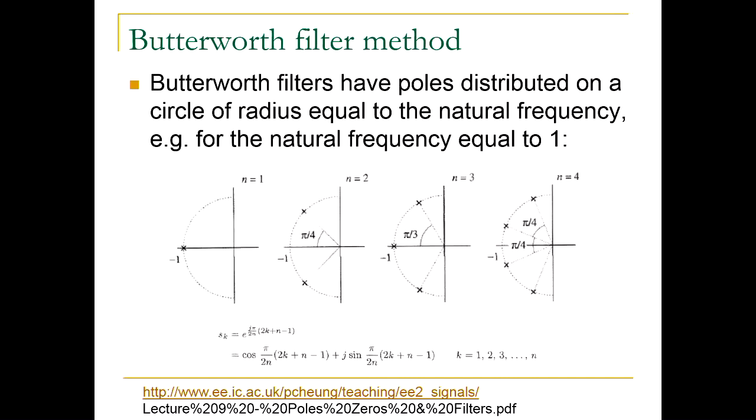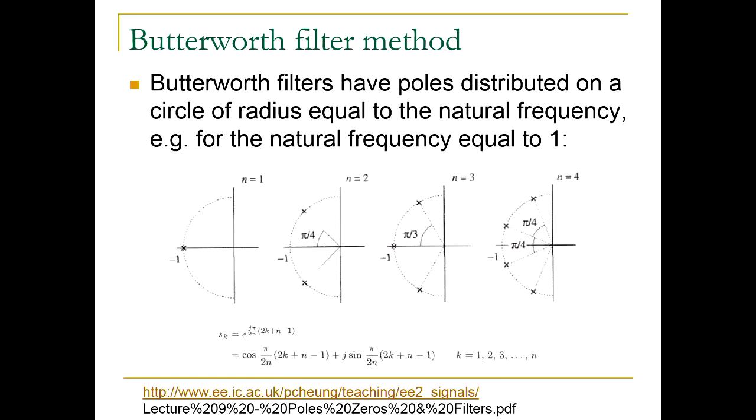Note that for every order of the system, the poles are always located on a circle with natural frequency 1. Here I chose natural frequency 1. If you chose a different natural frequency, you would just need to scale, so the radius of this semicircle would be equal to omega n rather than 1. This is just normalized frequency equal to 1. You can keep going. You give me the natural frequency and the order of the system, and I can tell you where these locations should be. Note that all these poles are always in the left half plane, since we want a stable system.